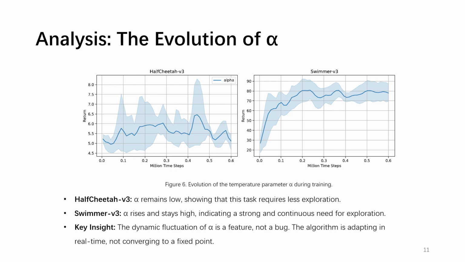And the key insight here is that the fluctuation of alpha is a feature, not a bug. The algorithm is not trying to converge to a single point. It is actively adapting to the real-time needs of the agent.